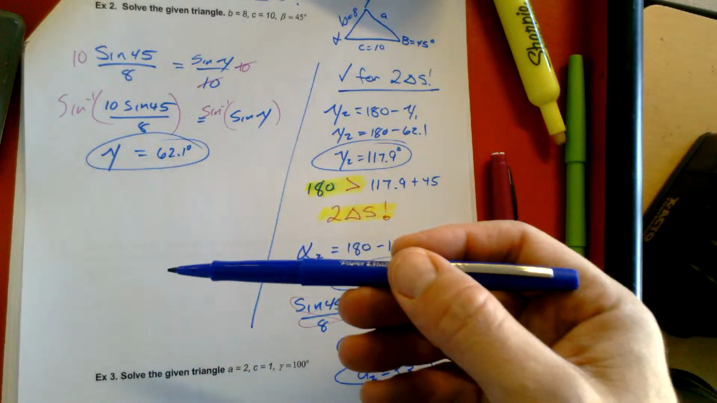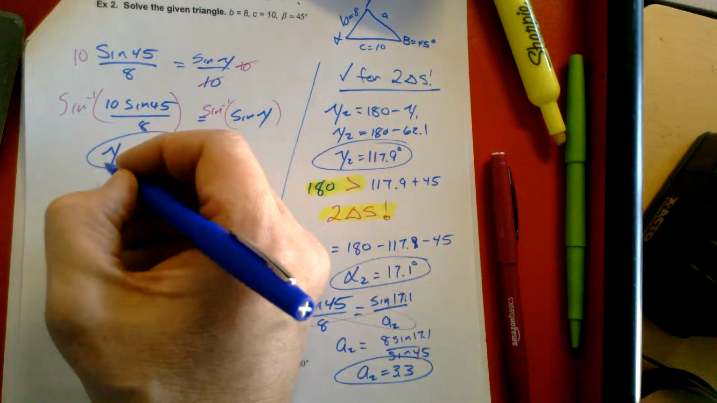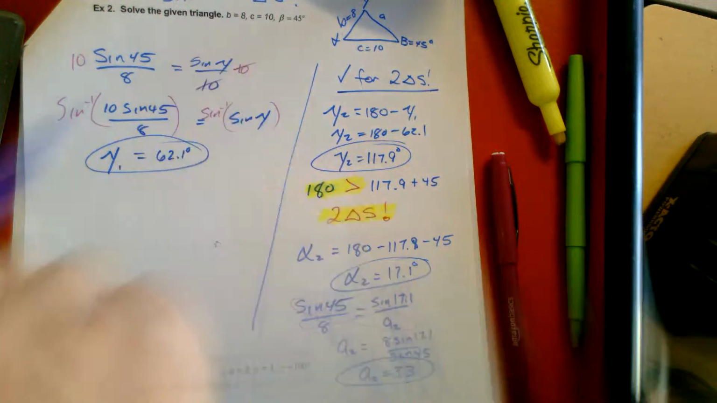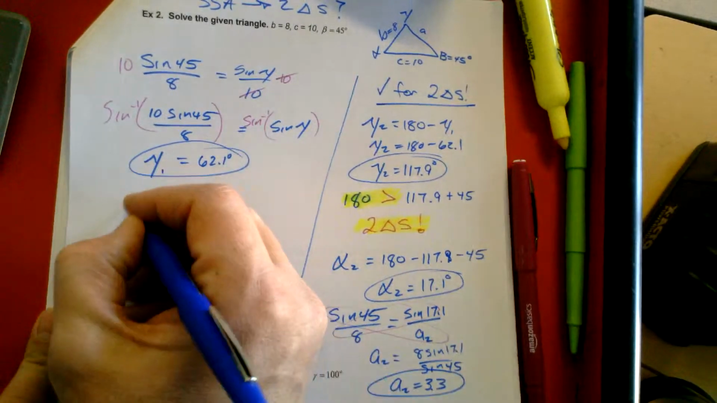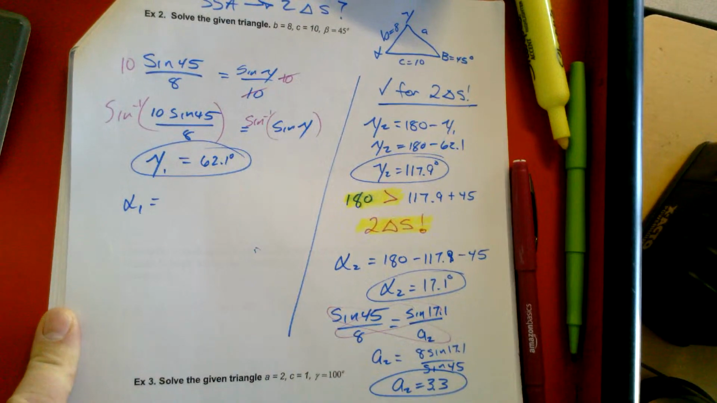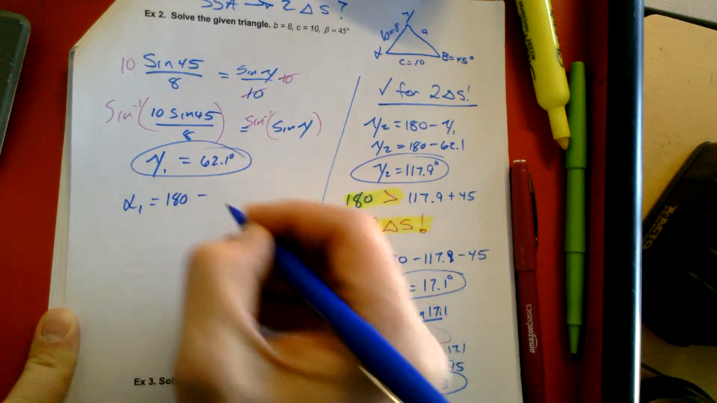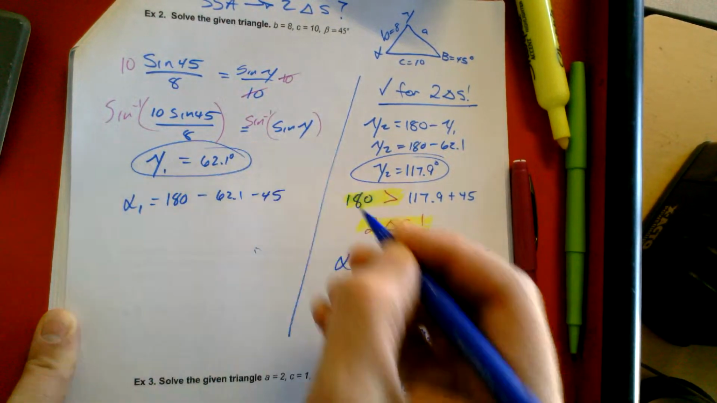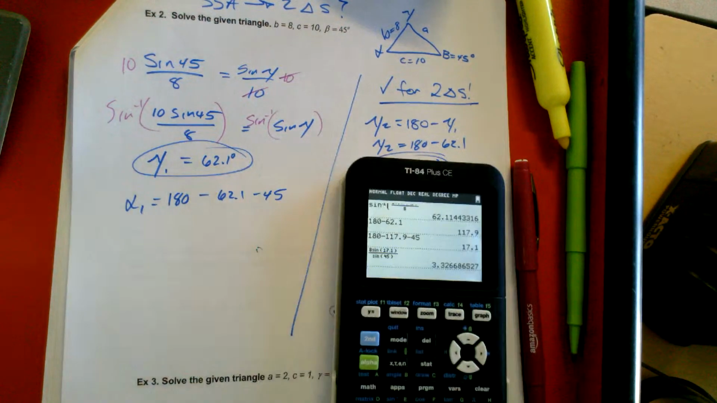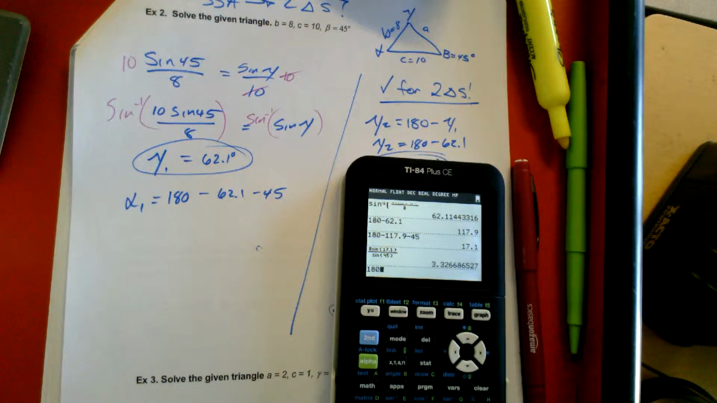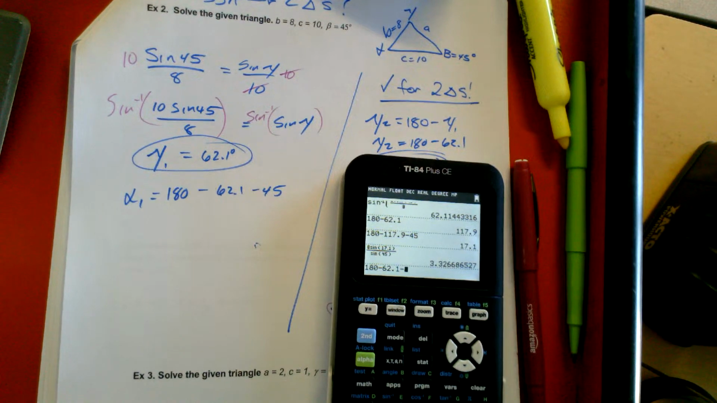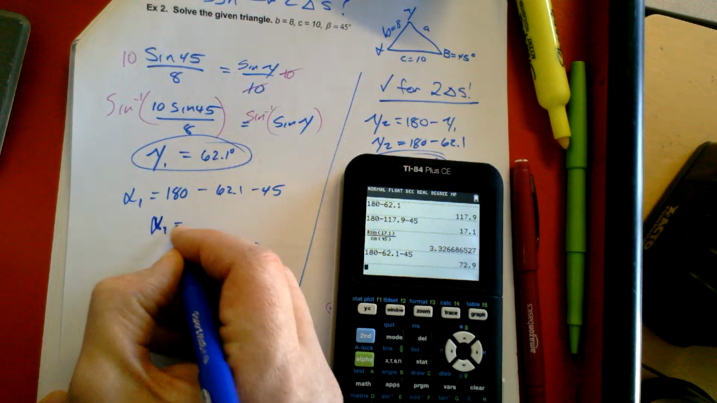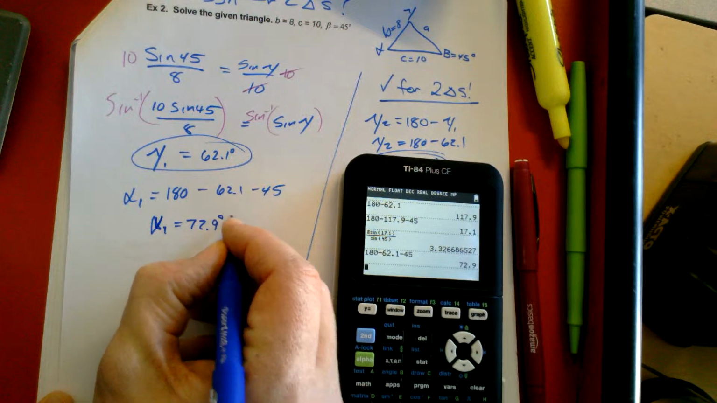Now I've got to go back and find all the information from the first triangle. So this is gamma 1, and I've got beta is 45. Well, now I can find alpha sub 1. So I can go back and use 180. I'm going to subtract 62.1, and I'm going to subtract 45. So again, I take 180 minus 62.1, and I'm going to subtract 45. Now I've got 17.9 degrees.